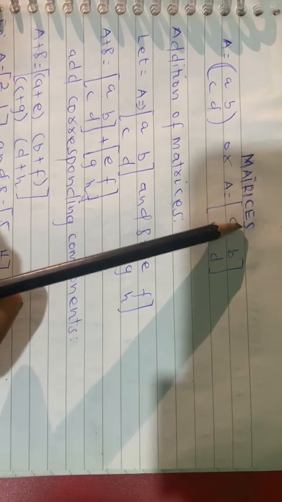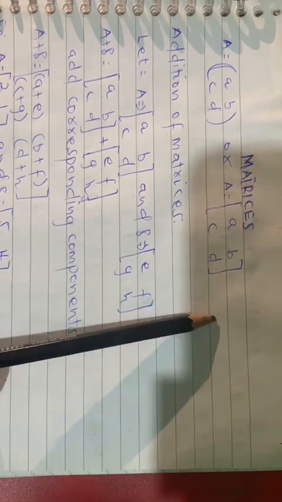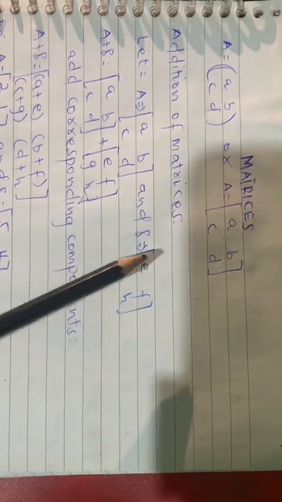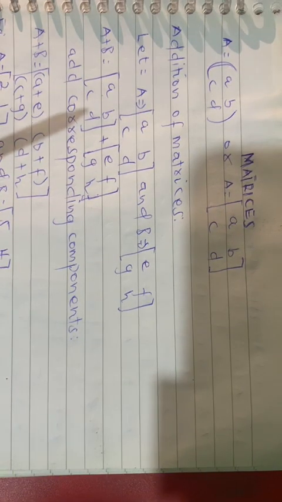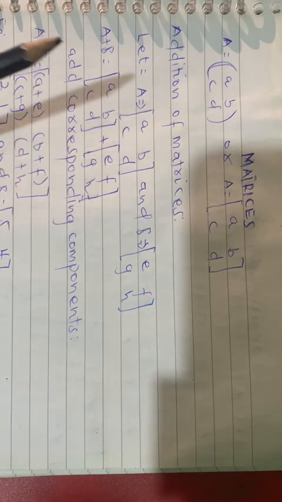This one is the same thing. One row, one column. So this is also a 2 by 2 matrix. I hope you get it. You can have other forms of matrix, but basically this is a 2 by 2 matrix.